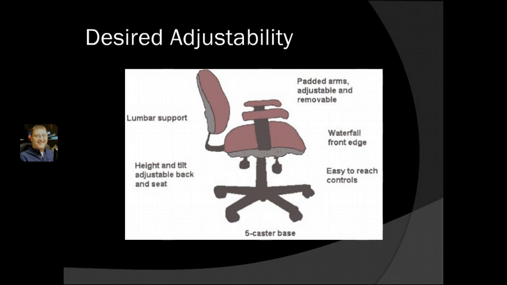You'll also notice what we call the waterfall front edge, right? That means that the chair doesn't just end abruptly. It kind of trails off, right? Trails off at a nice, ever-increasing slope, a waterfall kind of thing. That sort of minimizes that unnecessary compression on the inside of our knees.